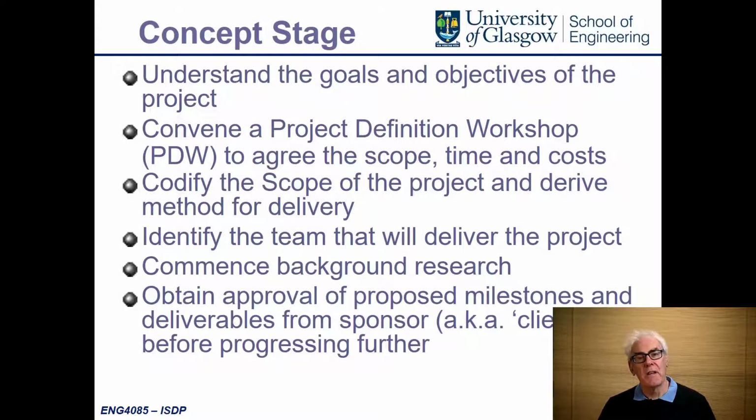I said earlier it's a high level, and the first thing to do is understand the goals and objectives of the project and what you will deliver to the client. Once you understand that, then you can convene a project definition workshop to agree the scope, time, and cost estimates for the project. Once you've done that, write it down. Codify the scope of the project and work out how you're going to deliver the project. Identify the team who will deliver the project and who will actually help you along the way.